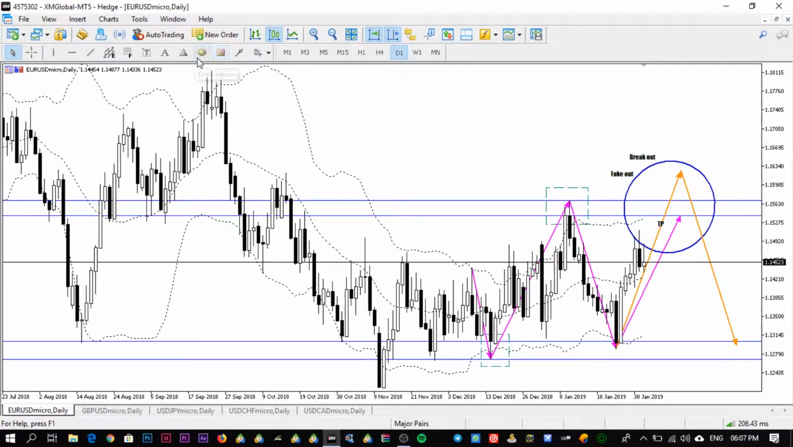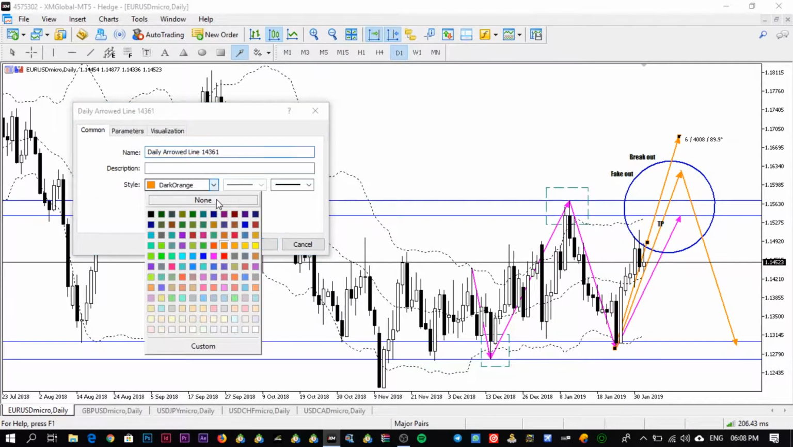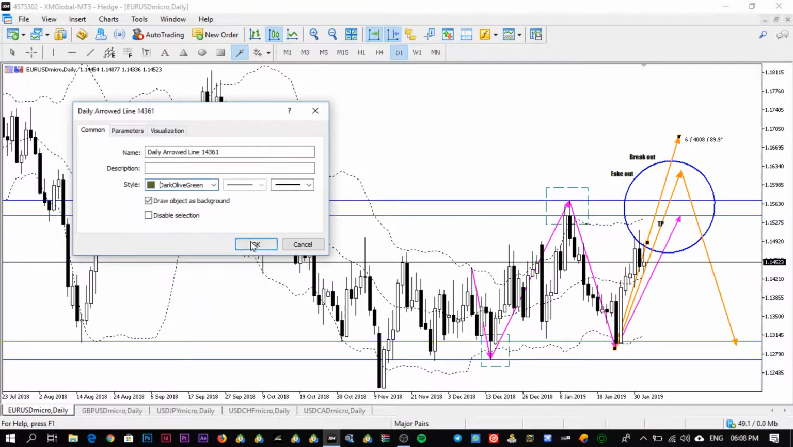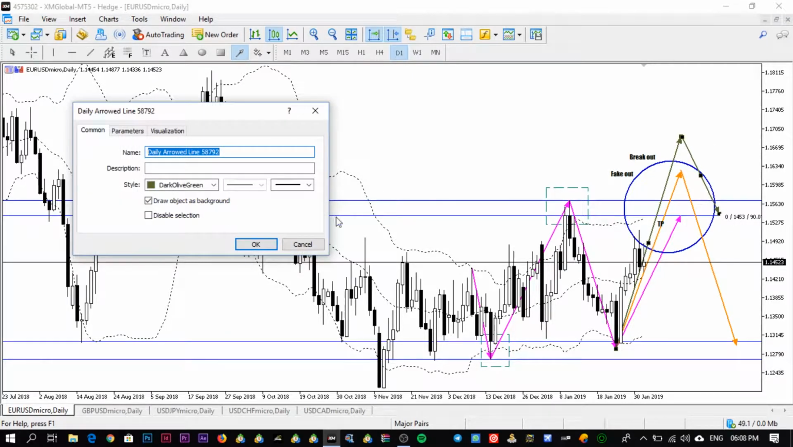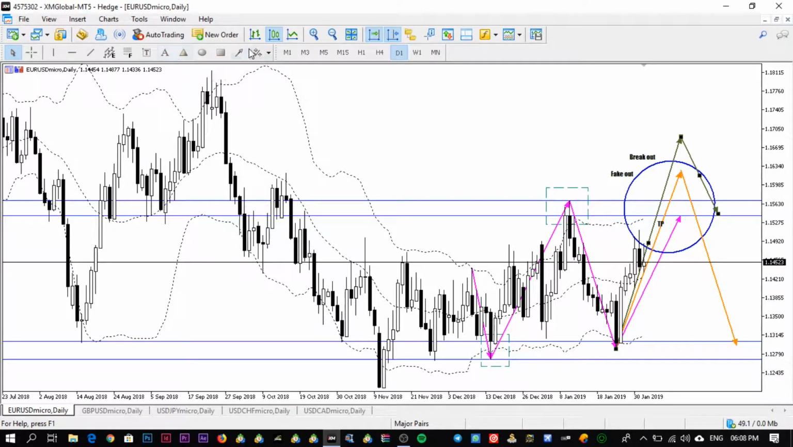And possibility B is that I can then wait for price to break out of our zone. Let's use the dark olive green. So I'll wait for price to break out of our zone, pull back towards our resistance, now turned support, and then push up again. These are the two possibilities that I'm looking at for this coming week.